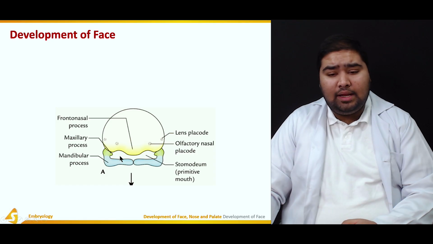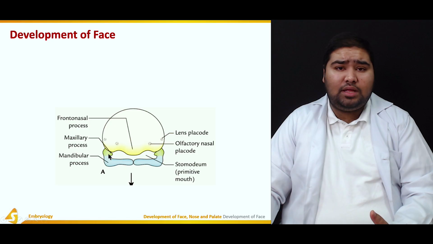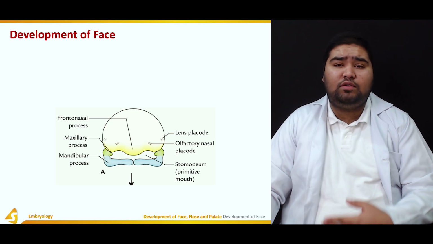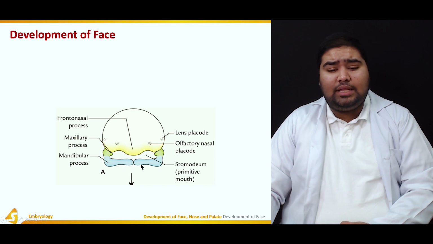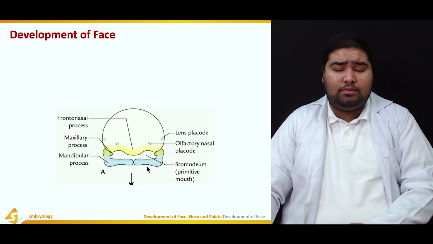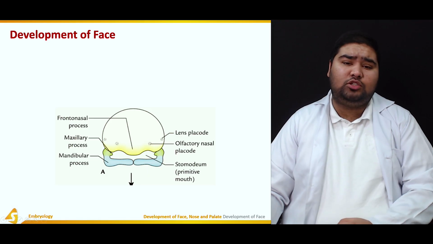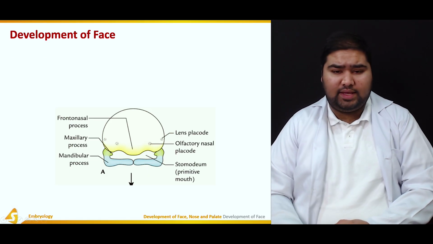This in green, these are paired swellings. These are the maxillary swellings of the maxillary process. They help in the formation of the lateral aspects of the face. These in blue, these are the mandibular processes or the mandibular swellings, and they help in the formation of the lower part of the face.